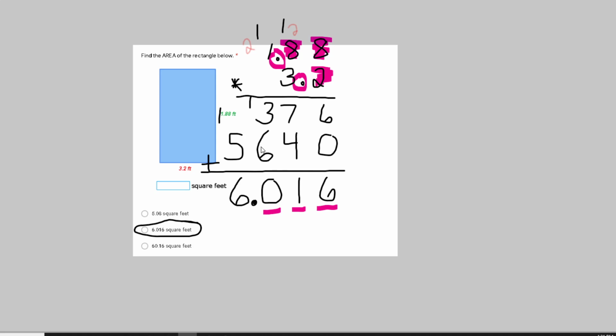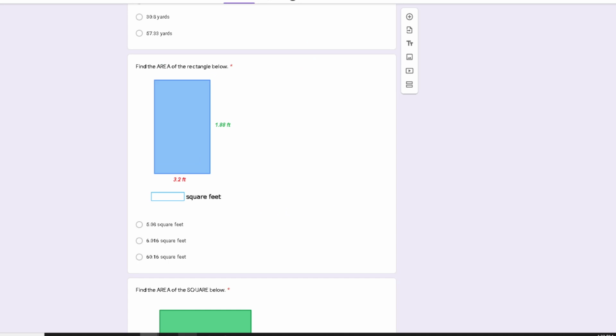If you did a quick little estimate, you might have seen that this was about 2. This is about 3. 2 times 3 is 6. So you could have actually eliminated this right off the bat. And if you looked at the decimal places, you could have eliminated this too and skipped all the work. Those little tricks, you should always look for those on anything with multiple choice.